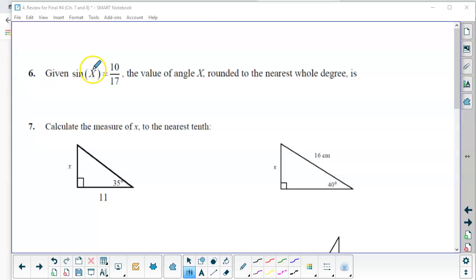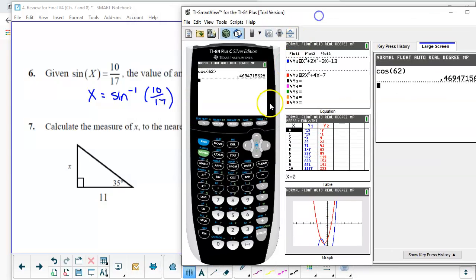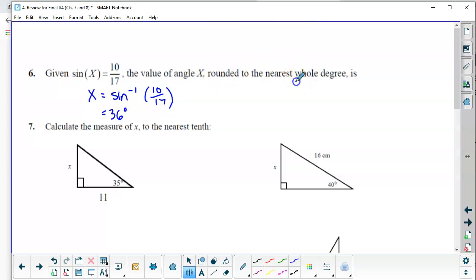Okay, now if we're given the ratio for a trig function, so in this example, sine of the angle x is 10 over 17. Remember, to get the angle, we have to press the second key. It's the inverse. So in our calculator, again, kind of depends on what kind of calculator, but if you have one that shows sine when you press it or cosine when you press it, then we do second sine and then 10 divided by 17. Don't do 10 divided by 17. Let the calculator do it. Okay, and that's going to be 36 degrees to the nearest whole degree.